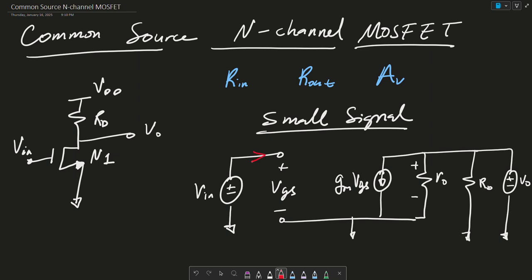So here we have In coming in from Vn. We have an RO right here as well, and let's call this RO1. And RO comes out and goes to ground as well.